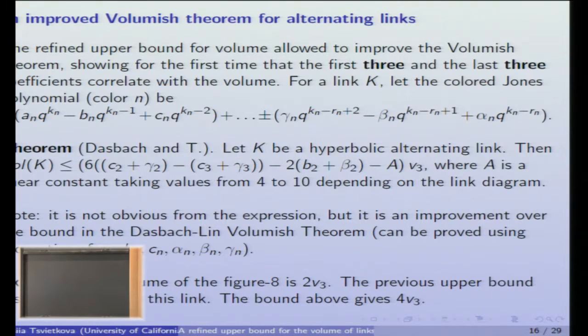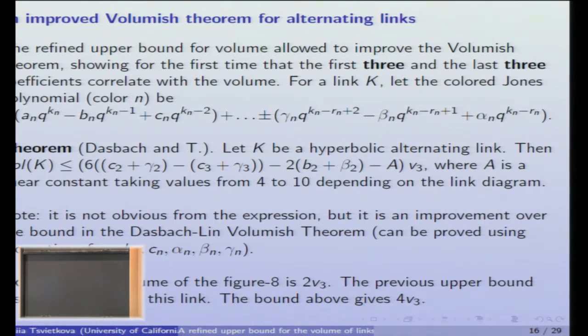However, this really shows you that it is an improvement, and it really shows you that the colored Jones polynomial has to do something with it, because if you just look at the first two and last two, they're the same for the classical Jones polynomial, and it turns out to do better, you actually need the difference between the third coefficients of the colored Jones and the third coefficients of the classical Jones before it's stabilized. And it's actually not obvious from the expression that it's an improvement over the Dasbach-Lin bound, but you can show this. So there are certain linear relations these coefficients satisfy. So you can show that this is an improvement. And you can look at some simple examples.